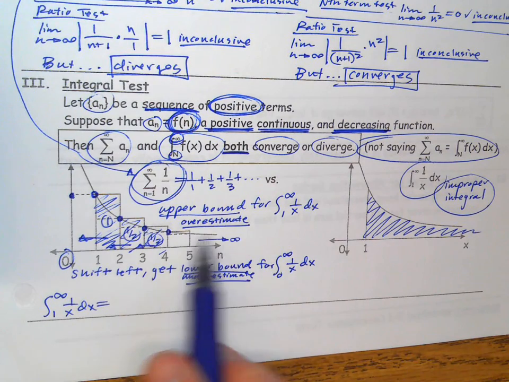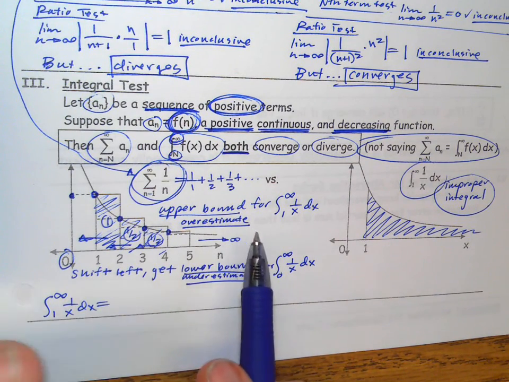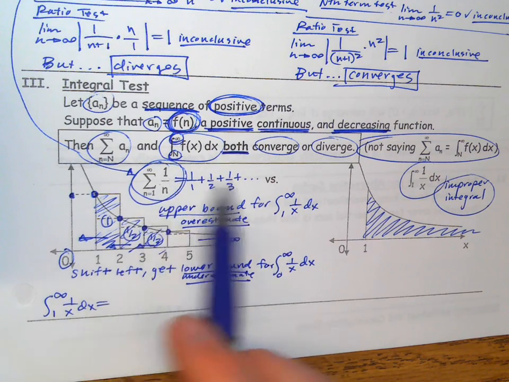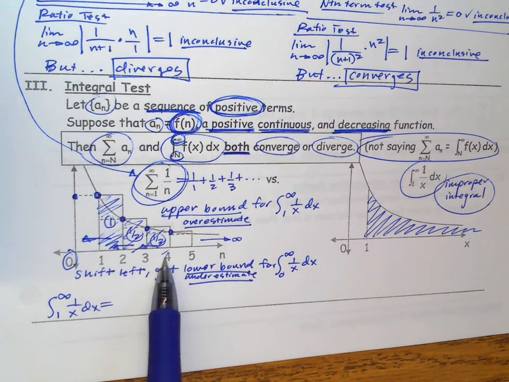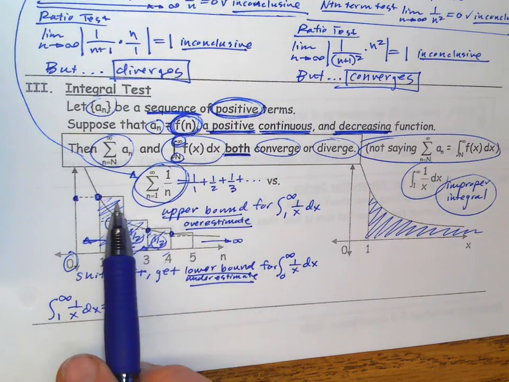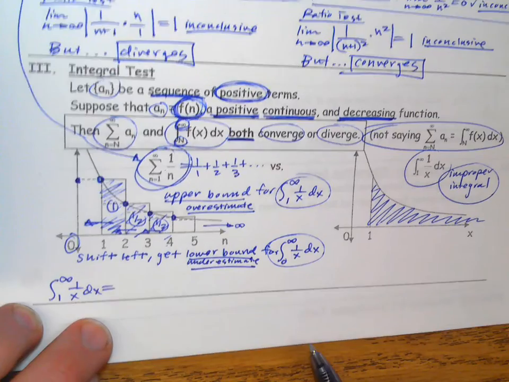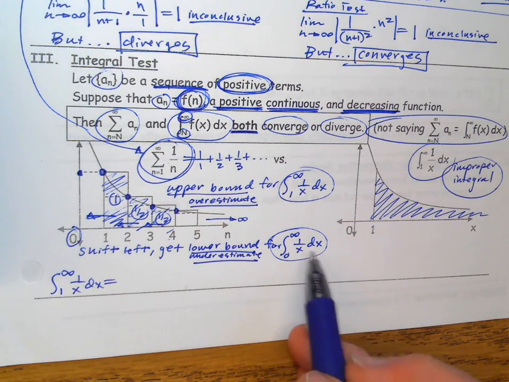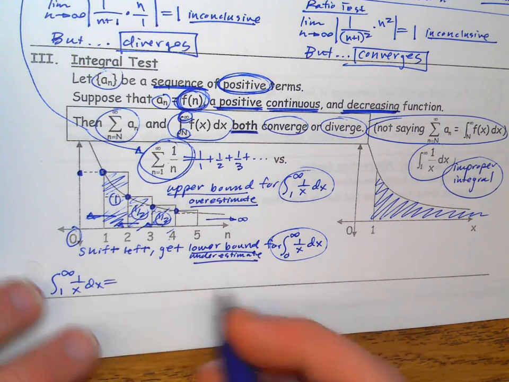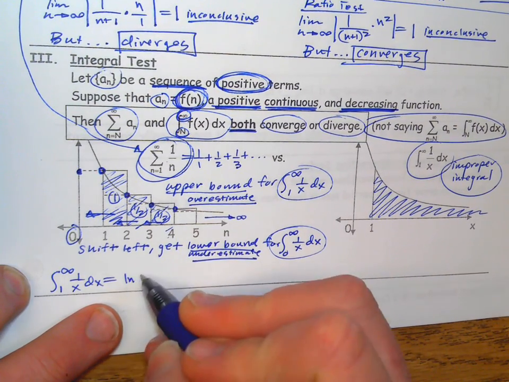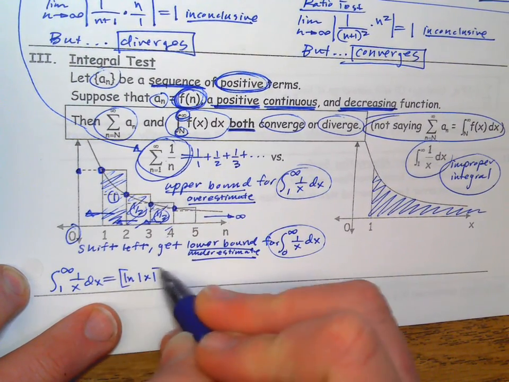So what we're trying to show and communicate is that the area of all these terms, if we represent them with area, is either an overestimate or an underestimate for this. So whatever happens here, they should work together. If we were to integrate this, the integral would be natural log of the absolute value of x, and we're going to go from 1 to infinity.